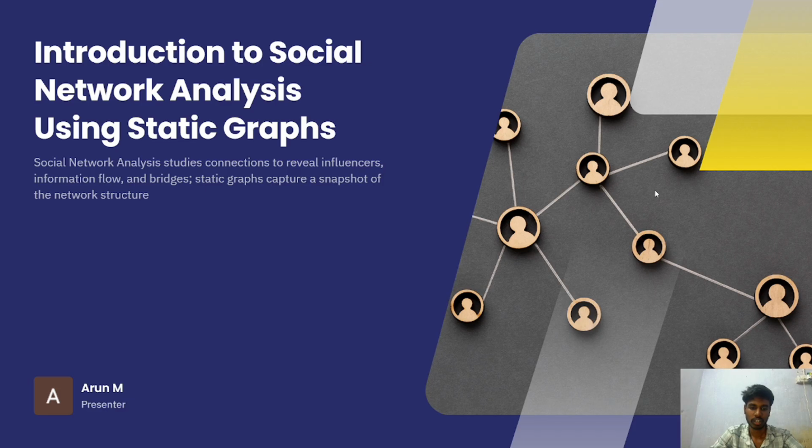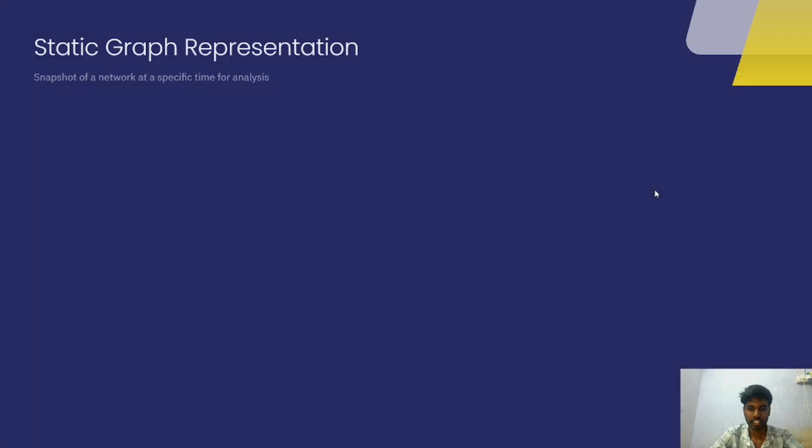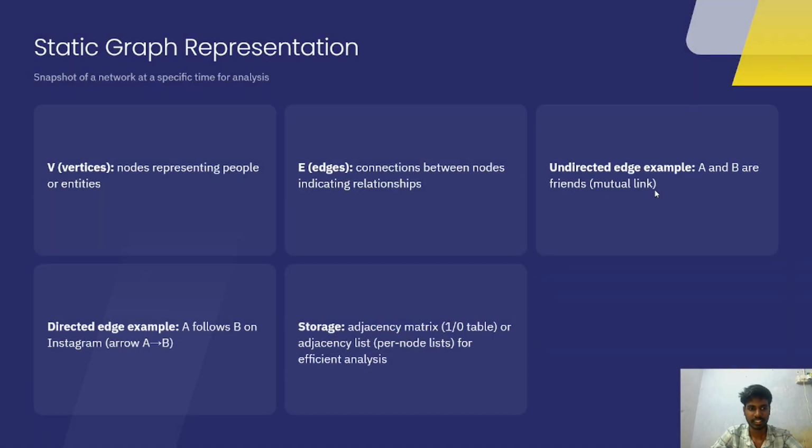SNA helps to find who is the most influential person in the group. How does information spread in the group? Who acts as the bridge between different groups? This is the basic idea of social network analysis. Now let's see how we represent a network as a static graph.